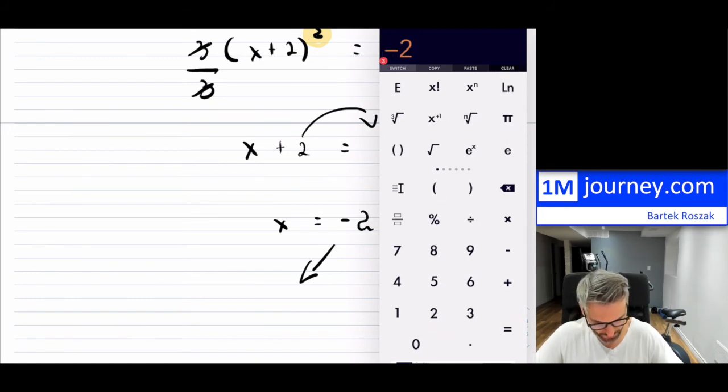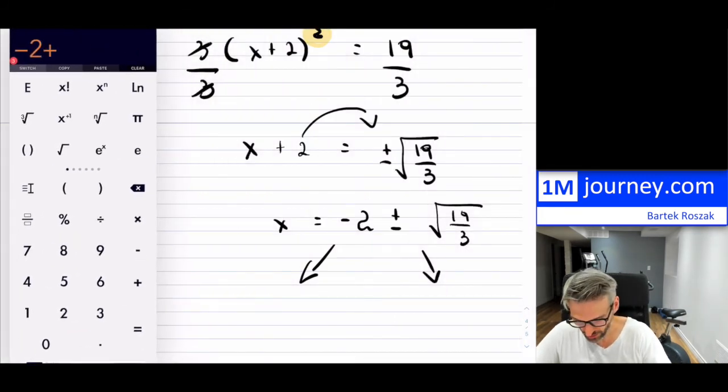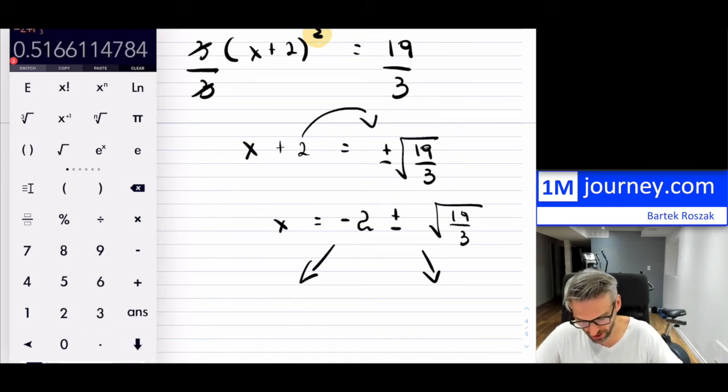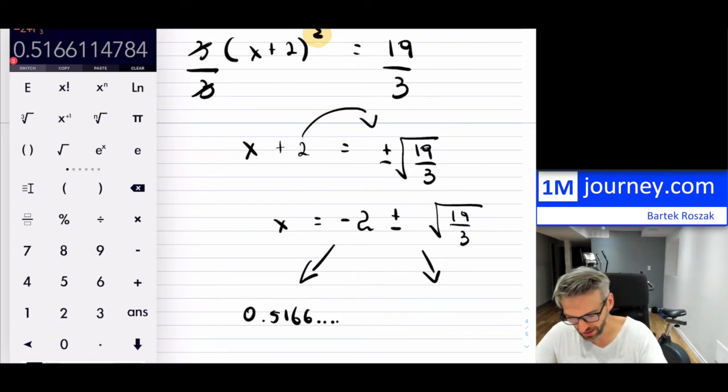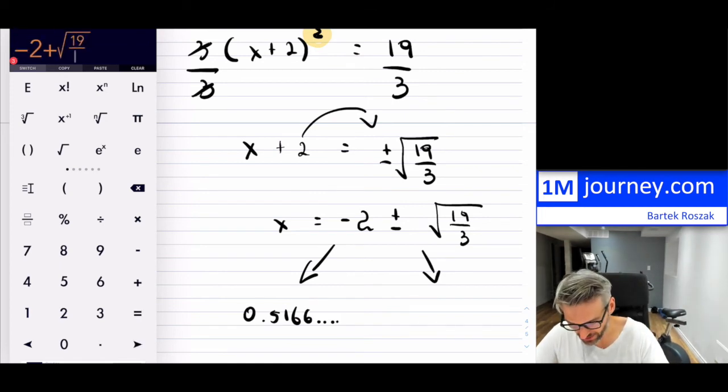Negative 2, plus the square root of 19 over 3 equals... so that's one of the answers, that's the plus answer. It's going to be 0.5166, and so on.